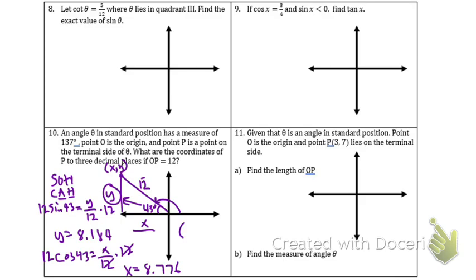So my ordered pair here should be negative 8.776 because in quadrant 2, x is negative and y is positive. So once again, we always have to make sure we think about that. All Students Take Calculus. Where are we positive, where are we negative? Cosine is negative in quadrant 2. Sine is positive. And this would be 8.184. This is our ordered pair for this. That's this point up here.